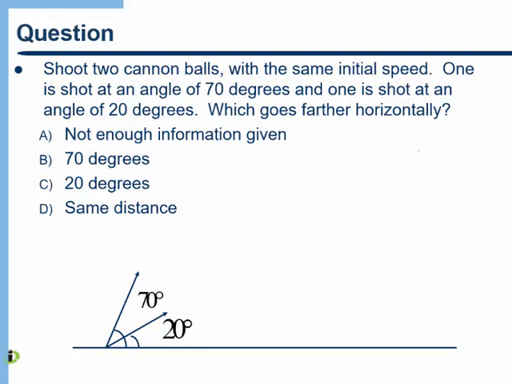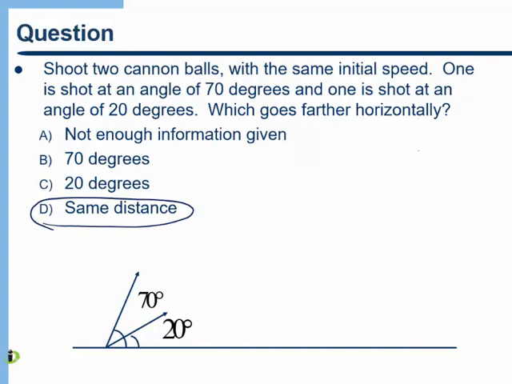Let's take a look at another conceptual question. We shoot two cannonballs, identical balls, with the same initial speed. One is shot at an angle of 70 degrees and one is shot at an angle of 20 degrees. Which goes farther horizontally? Why don't you go ahead and pause the video, think about it for a minute, and then come back and we'll discuss it. So it turns out that these two cannonballs will travel the same horizontal distance.